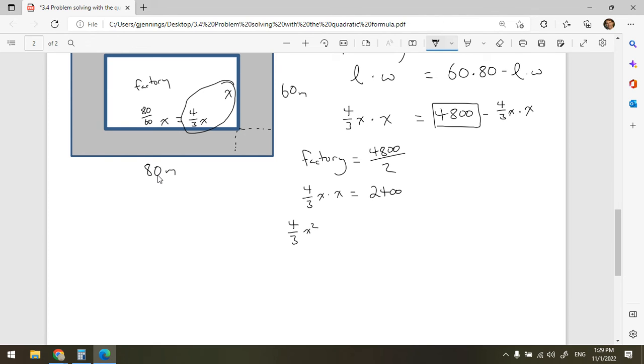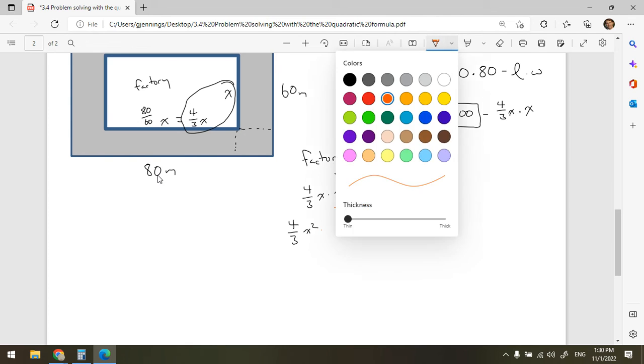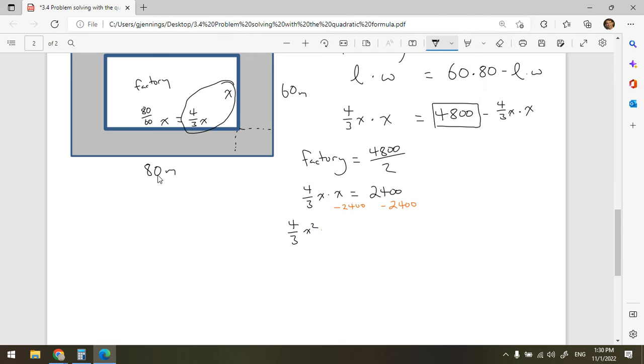And then I'm going to use my inverse operations pen to set this all equal to 0, minus 2,400 on both sides. Okay, and that's going to give me minus 2,400 over there. And then I have my A's, B's, and C's. Minus 2,400 equals 0. Here is my quadratic that I can solve, and it will tell me the width of x once I find the value for x that makes that true.